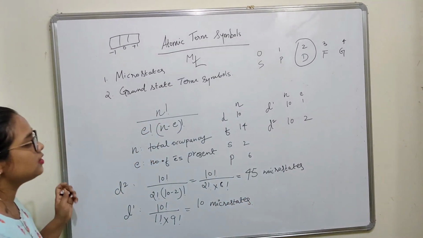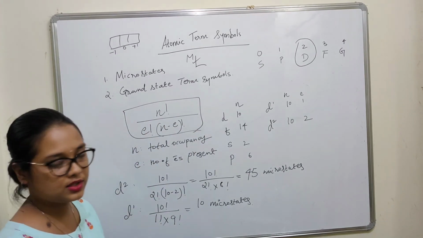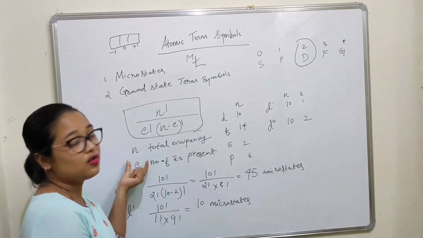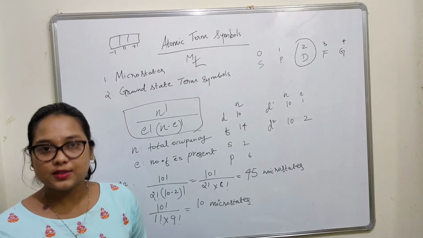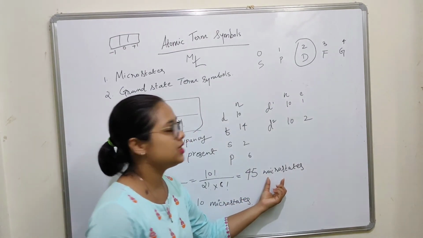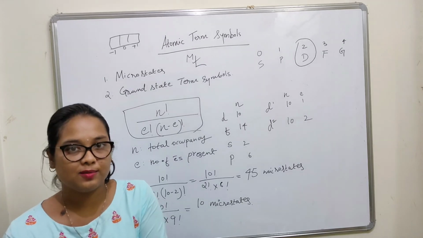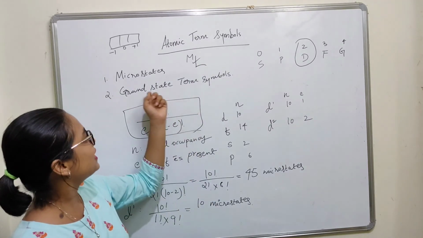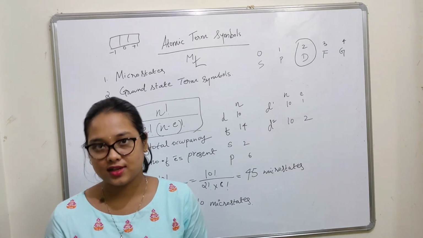So this is a very easy formula. Whenever you have to find the number of microstates, you have to know this formula, and of course the meaning of N and E. With that I conclude this part on atomic term symbols. Of course, we also have to know how you get the microstates, as in where you assign these 45 microstates, for which your excited term symbols are important. We shall talk about it perhaps in another video.